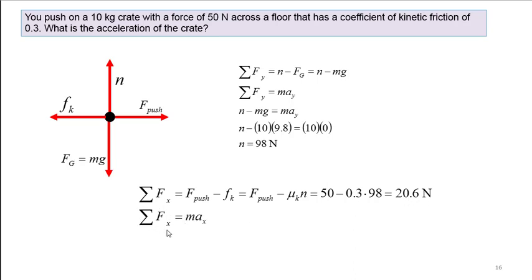The net force in the x direction is always equal to your mass times your acceleration in the x direction. My net force in the x direction is 20.6 newtons. My mass was 10 kilograms, so then I can solve for my acceleration in the x direction.